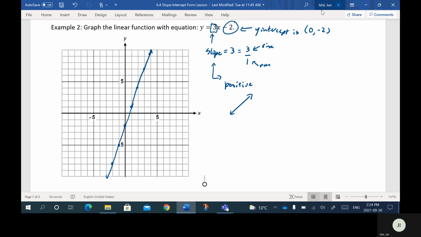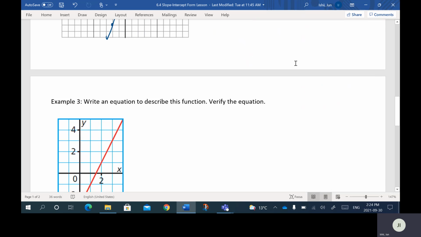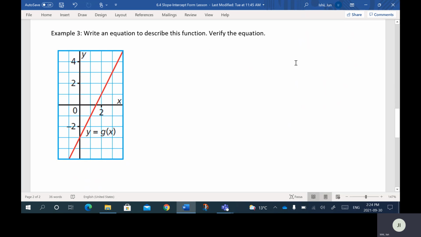Now the last example here is basically we're just going to do the other direction, where we're given the graph of the line and we're going to come up with the equation. Then it also has to verify the equation, which I'll go through once we find the equation itself. The two things we need to find are the y-intercept, as well as the slope.